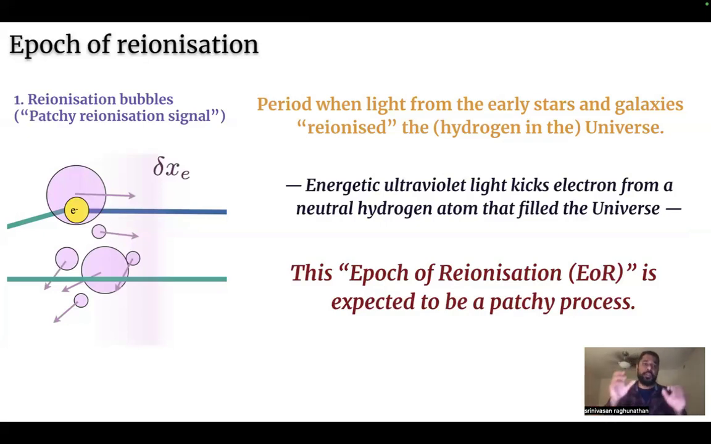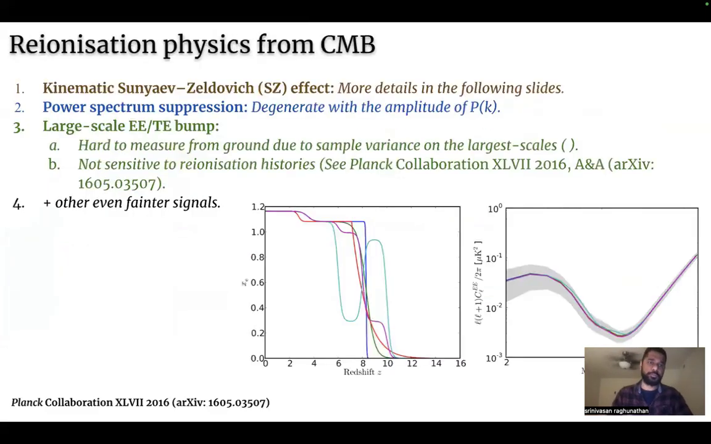This process of reionization is expected to be a very, very patchy process, meaning there will be some small bubbles in one location, some large bubbles in another location, and finally those bubbles coalesce to form bigger and bigger things. So this epoch of reionization is expected to be a patchy process, and that has some relevance for the next few slides. Okay, so how do we actually probe reionization using the CMB?